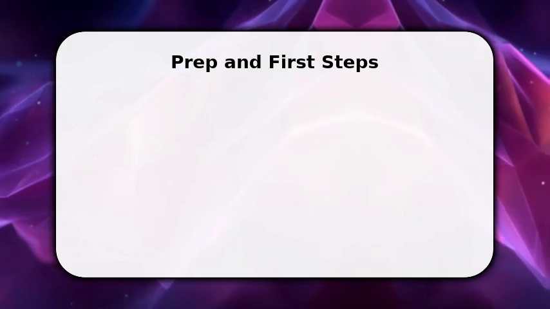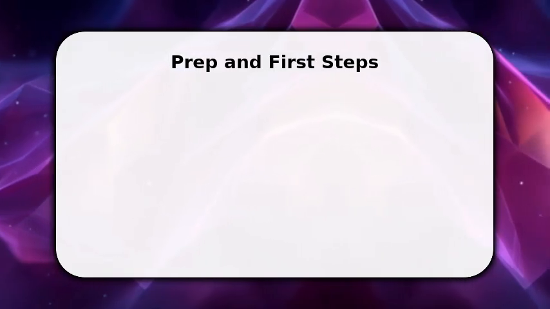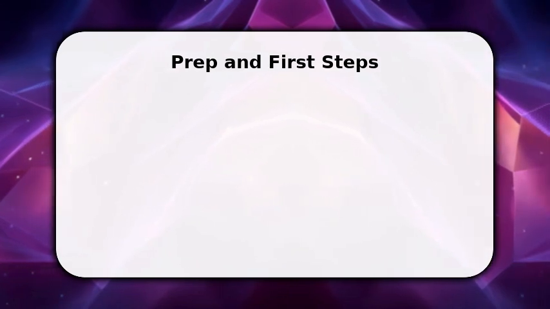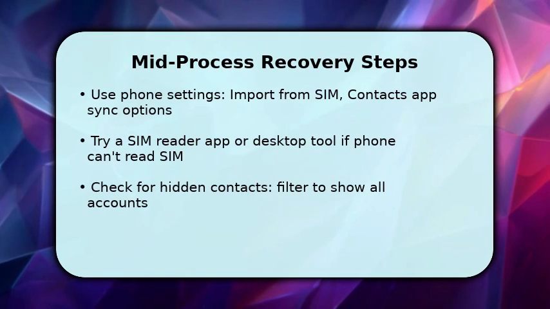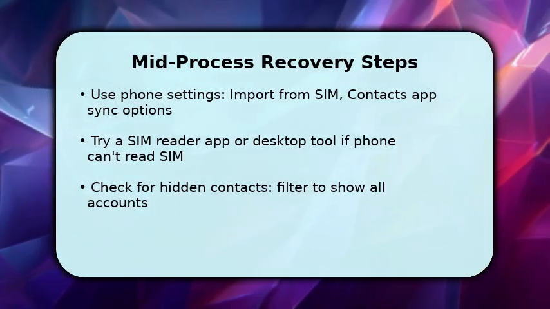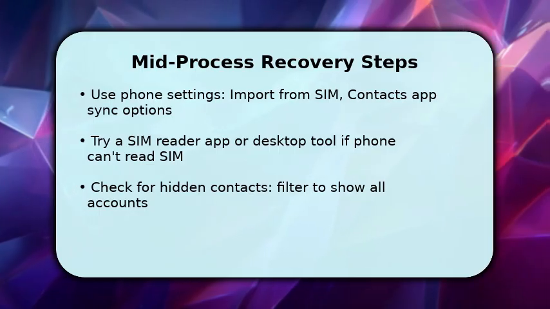While you do that, export any visible contacts from your device to cloud or a local file, so nothing is lost during recovery. Now focus on retrieval methods. Open contact settings and choose Import from SIM. This is the fastest route.